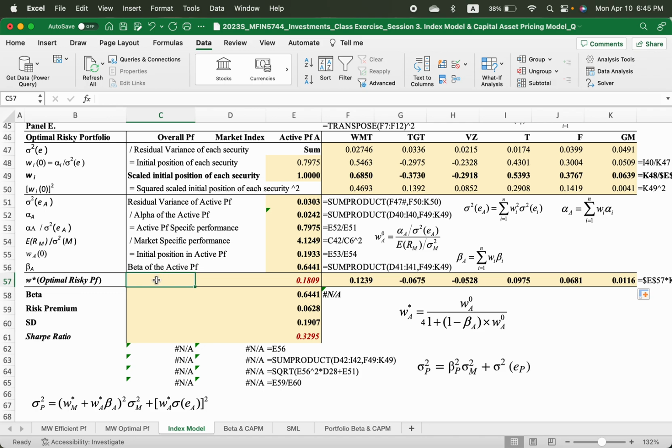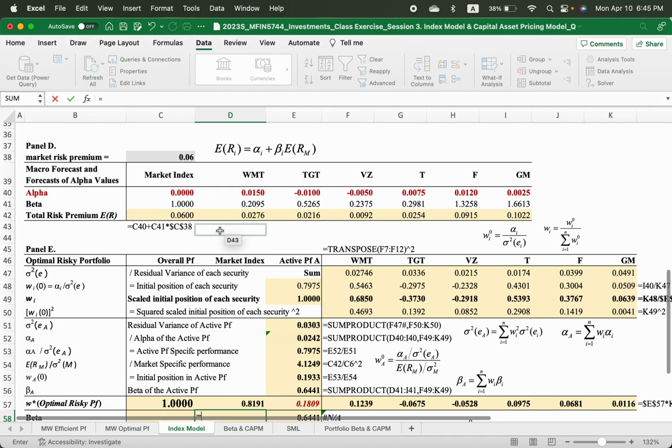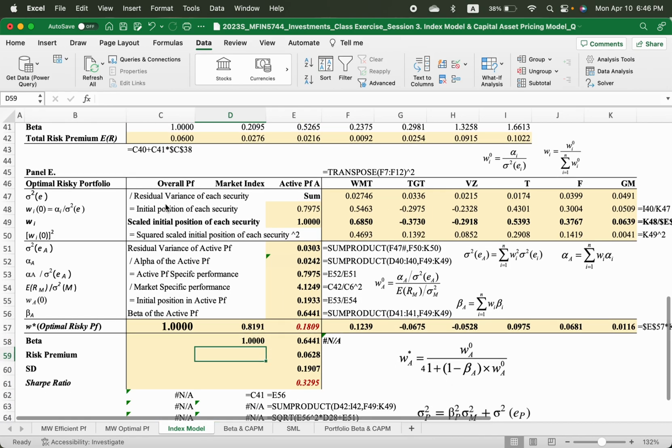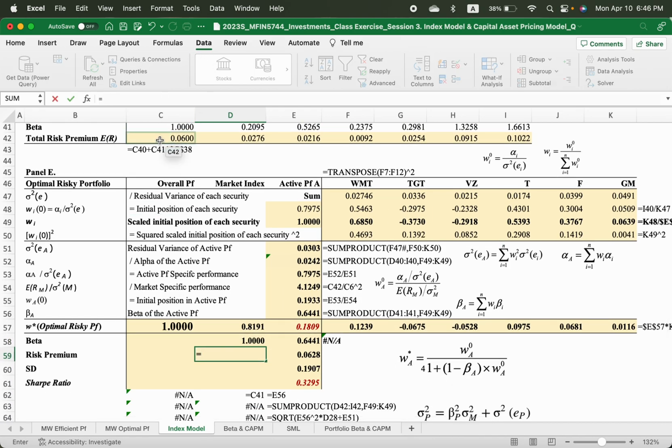Now, let's complete the overall portfolio and the market index. Here, the optimal risky portfolio, how much percentage? The total is just 100%. Is that right? Yeah. And then automatically, the weight of the market index is 81.91%. We invest 81% in the market index, right? But anyway, we want to find the Sharpe ratio of the overall portfolio and the Sharpe ratio of the market index, also the beta, risk premium and standard deviation. What is the beta? We don't have to calculate, it's just one. And the risk premium of the market index, we got it here.